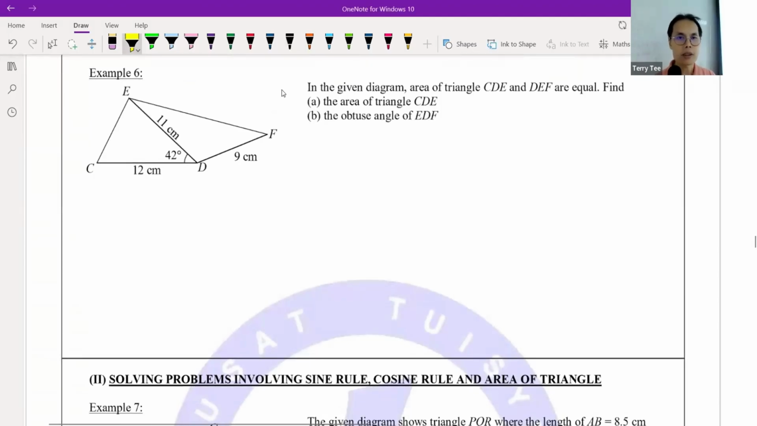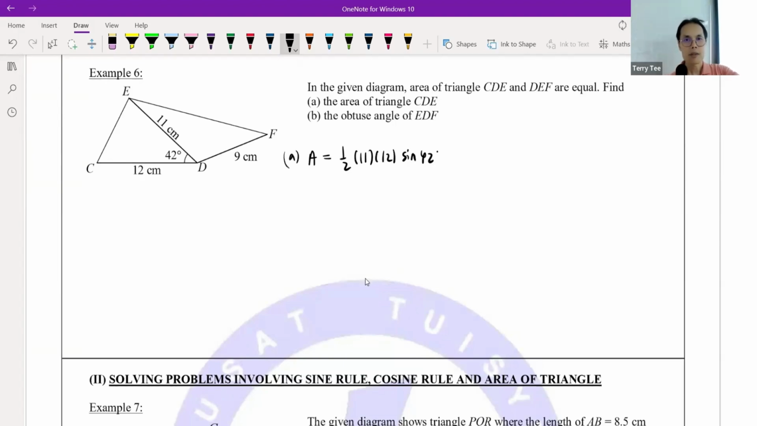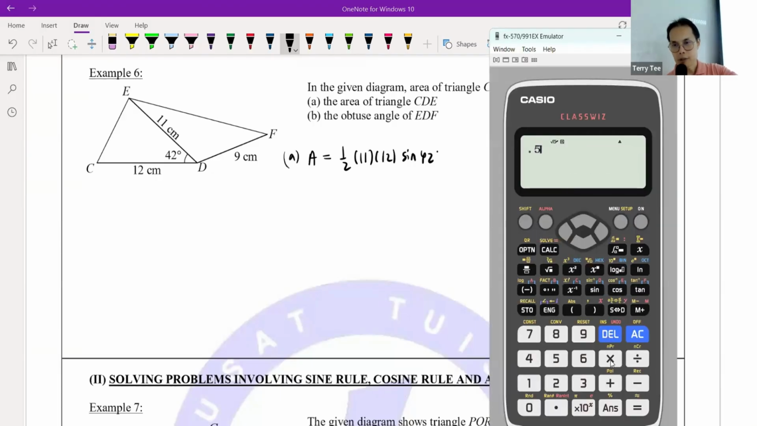In this diagram, they are given triangles CDE and DEF, and they have equal area. You're first finding the area of triangle CDE. For CDE it is very simple. We can just use half ab sine C: 11, 12, sine 42. Use your calculator: half, or 0.5, times 11 times 12 times sine 42.